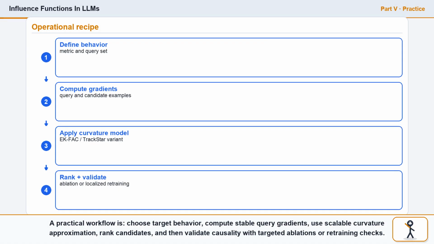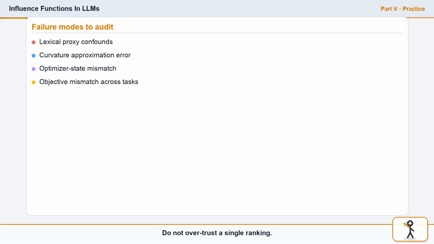A practical workflow is: choose target behavior, compute stable query gradients, use scalable curvature approximation, rank candidates, and then validate causality with targeted ablations or retraining checks. Do not overtrust a single ranking.